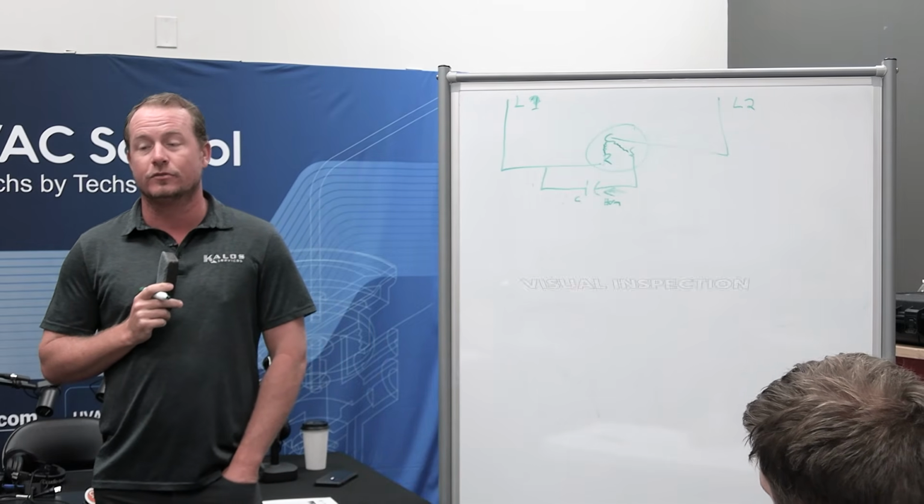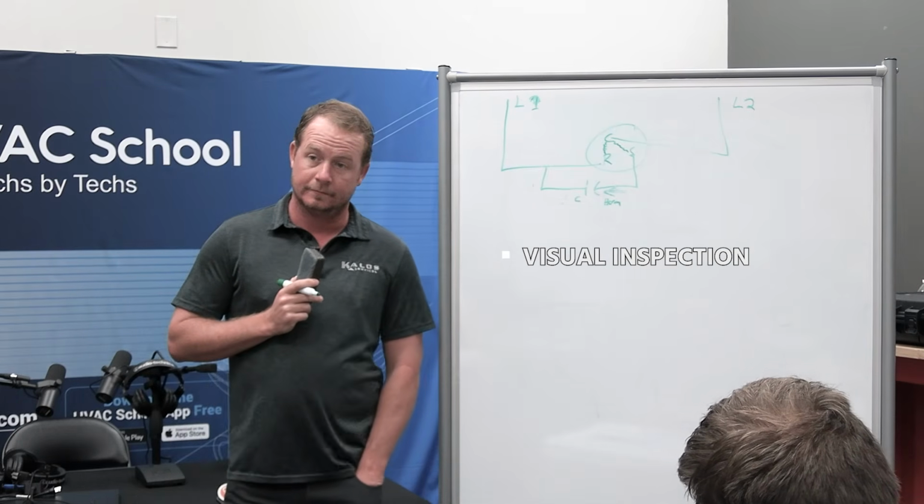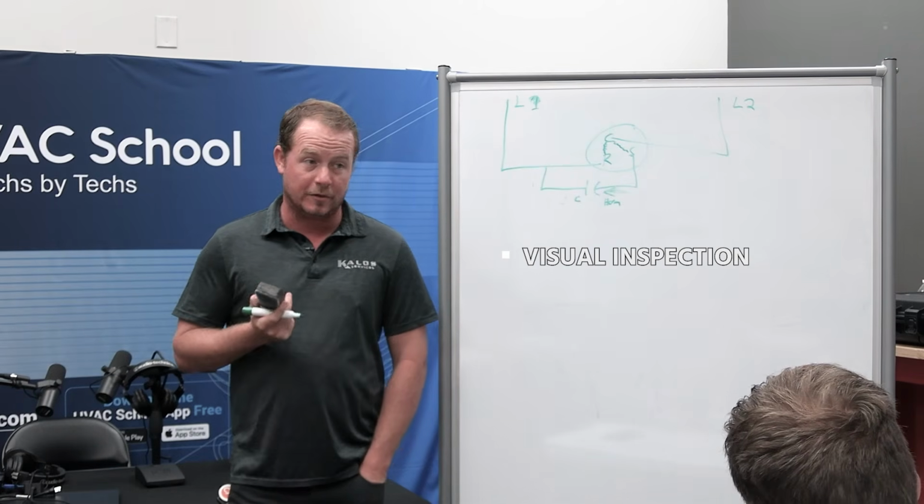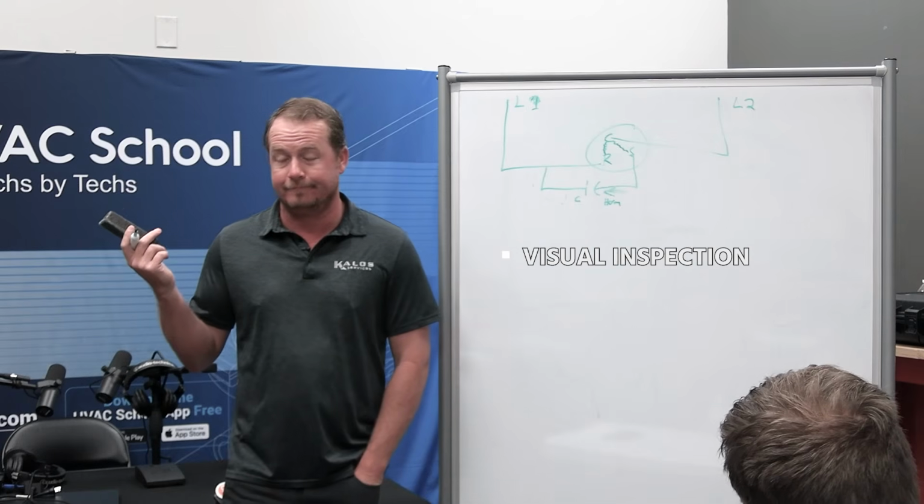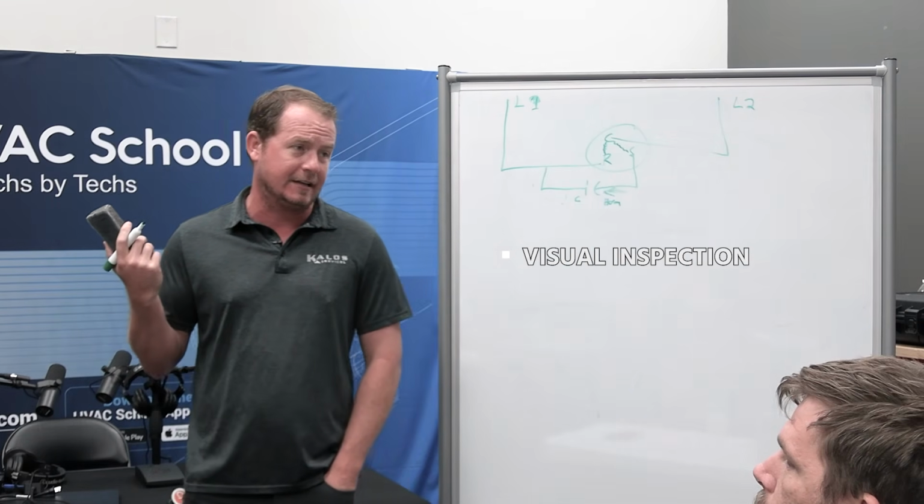Visual inspection. Visual inspection is first, right? And what are you visually inspecting? Wires, connections. That it is properly wired. Inspect not just that the capacitor is rated properly, but that it's the correct size for the motor that it's connected to.